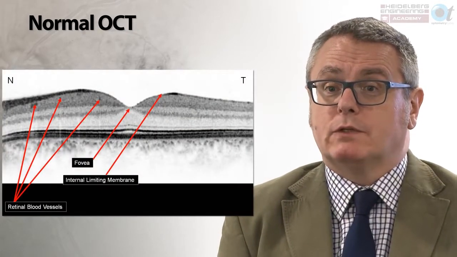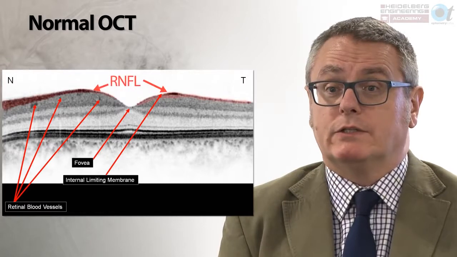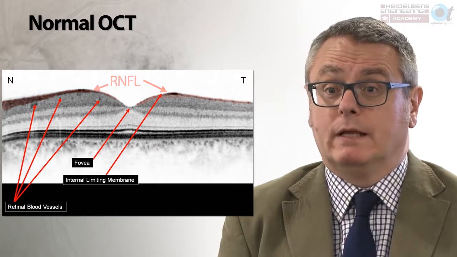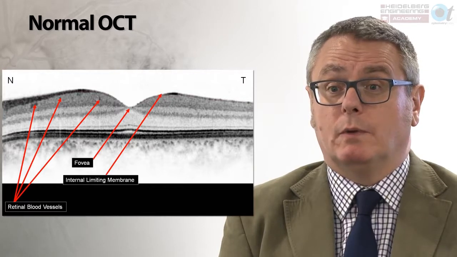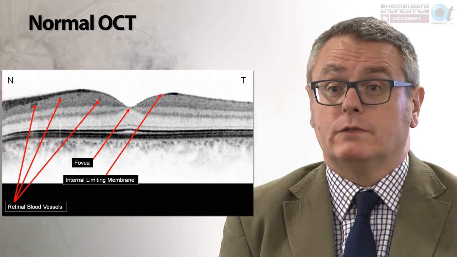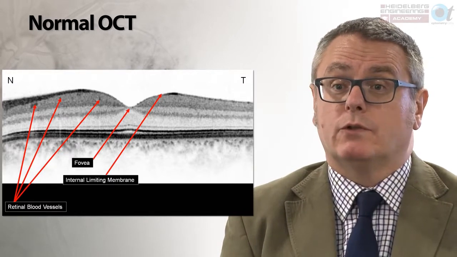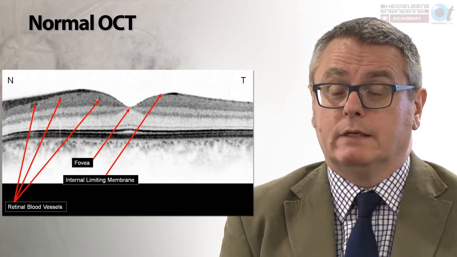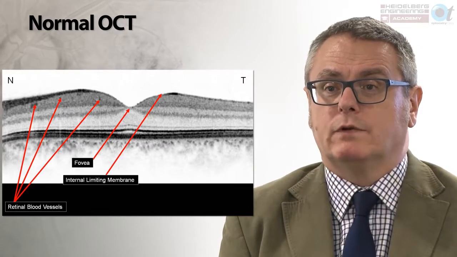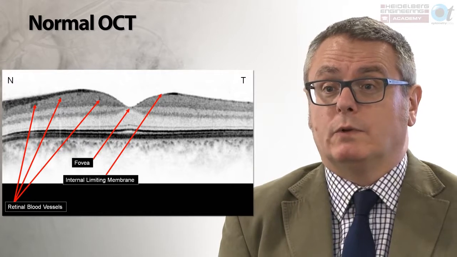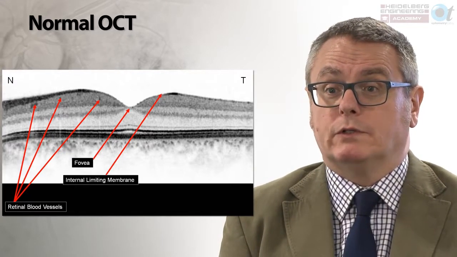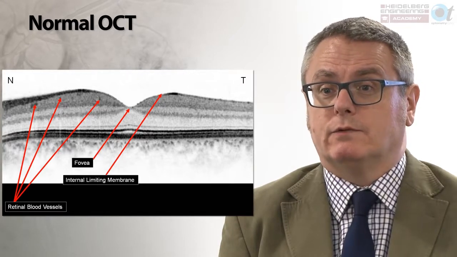On the nasal aspect of the scan, we can see the retinal nerve fiber layer is thickest. When we look at the temporal aspect of the scan, the retinal nerve fiber layer is thinner. We can see some highly reflective structures within the ganglion cell layer of the retina. These are retinal blood vessels, and you'll note that they cast shadows throughout the OCT cross-section. The internal limiting membrane can be seen as an intermittently hyperreflective surface structure, and this corresponds to the pedicle aspect of the Muller cells. And the foveal depression, again, is visualized in the center of the scan.